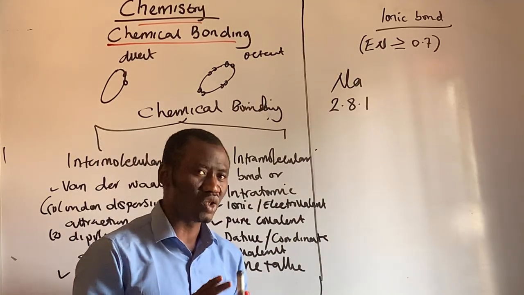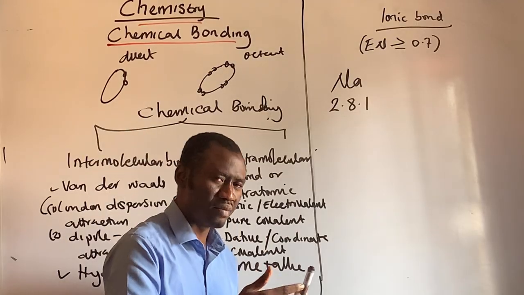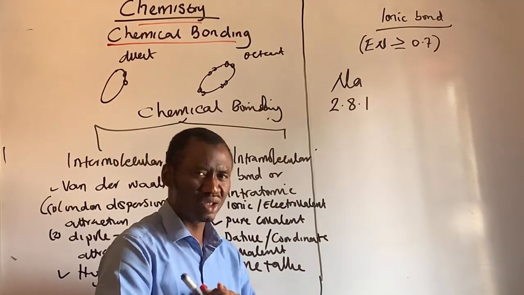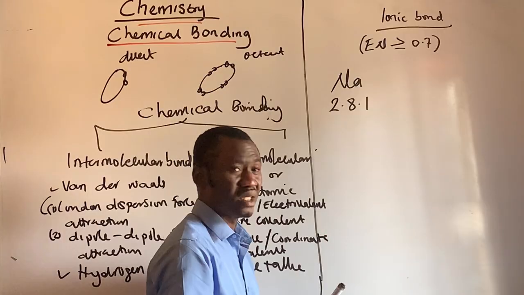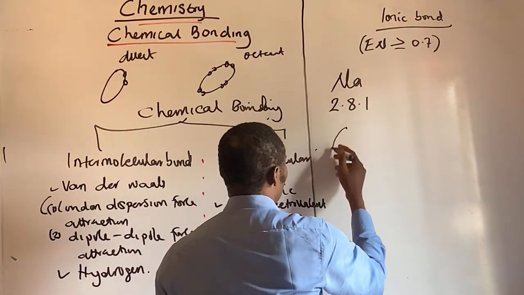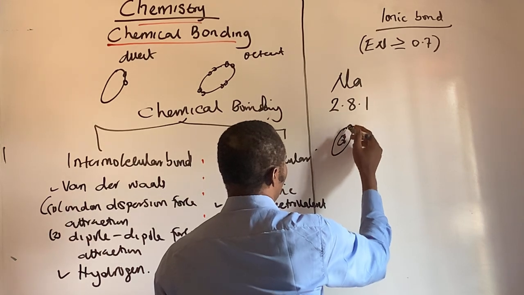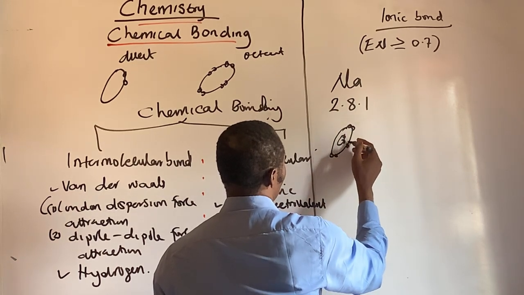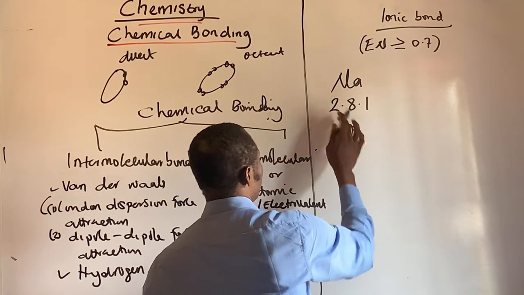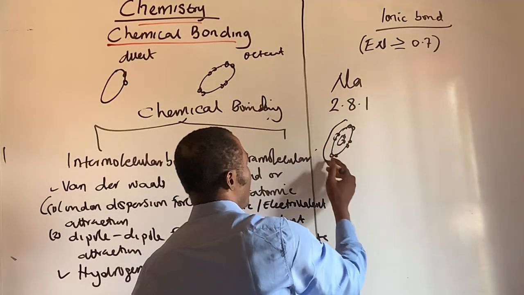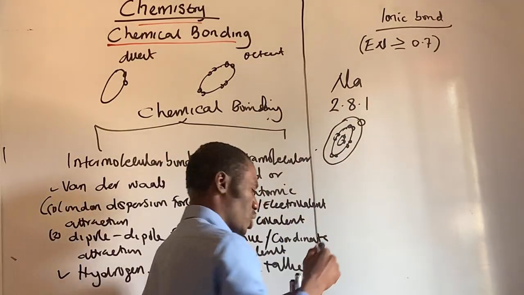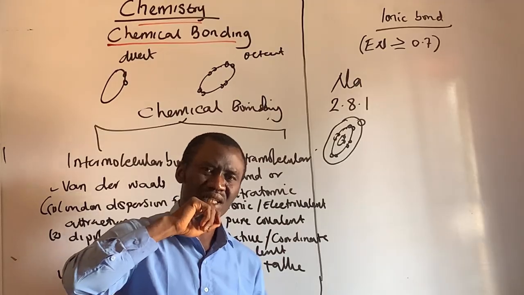I will draw the structure for sodium, but subsequent examples will use the Lewis structure because of the space on the board. So let's draw the structure for sodium. So this is 1, 2, 3, 4. This is 4. And this is 8. This is 2 for this, 8 for this. And then we have the last one, which is 1. So you see that sodium has 1 valency electron.